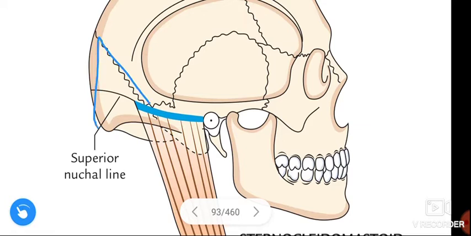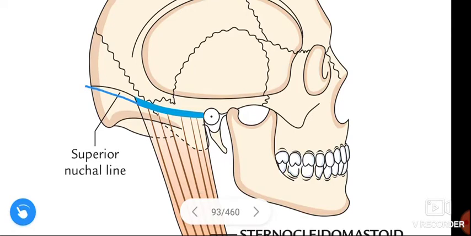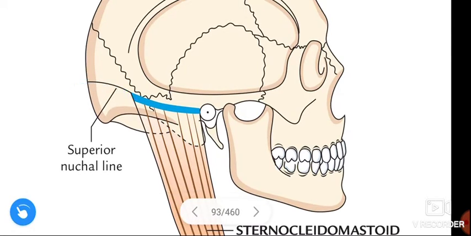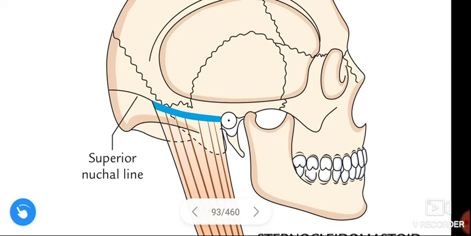See here, this is the occipital bone, and the insertion of sternocleidomastoid is two. The first one is the mastoid process, from tip to base. The second insertion of sternocleidomastoid is the superior nuchal line, lateral half of the superior nuchal line. This is about the insertion of the sternocleidomastoid muscle.